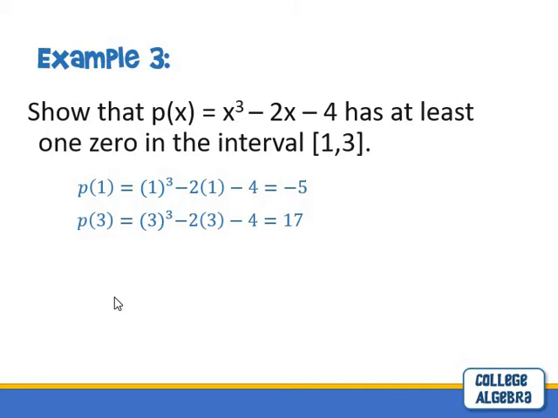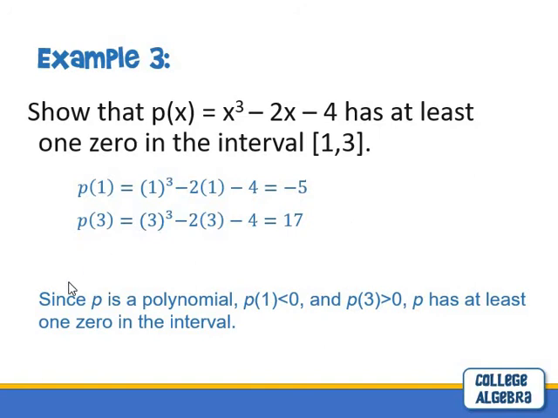I didn't animate this one. I just have to plug in the two endpoints, 1 and 3, and show that we get opposite signs. So if you take x to the third minus 2x minus 4 and you plug 1 in, you wind up getting negative 5. If you plug 3 in, you get positive 17. I think I made the extra note. Yeah, since p is a polynomial, it's continuous, and p of 1 is negative and p of 3 is positive, then p has at least one zero in the interval there by the intermediate value theorem.